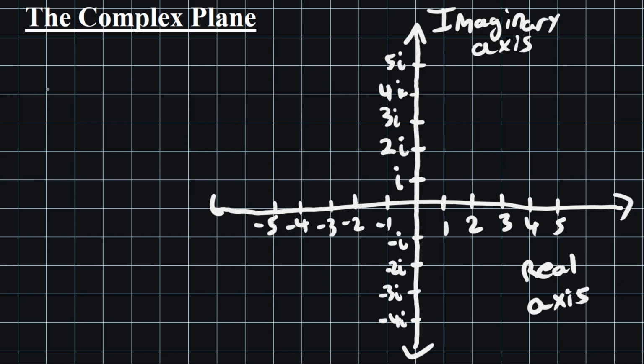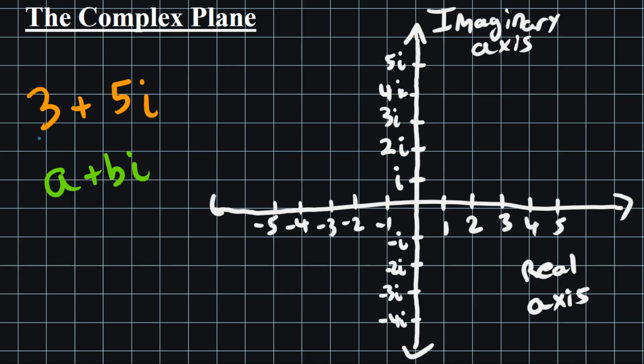Let's say we had a complex number here, 3 plus 5i. And let me actually just use a different color for that. 3 plus 5i. So as you can see, it's already in a plus bi form. A plus bi form. And you want your complex numbers to be in a plus bi form because it makes them a lot easier to graph.